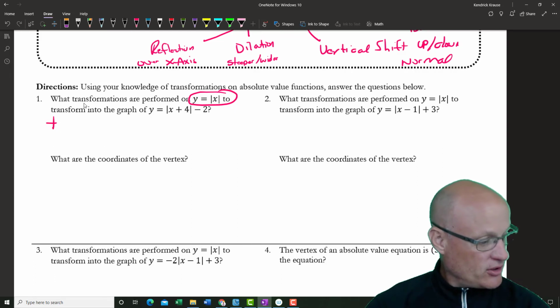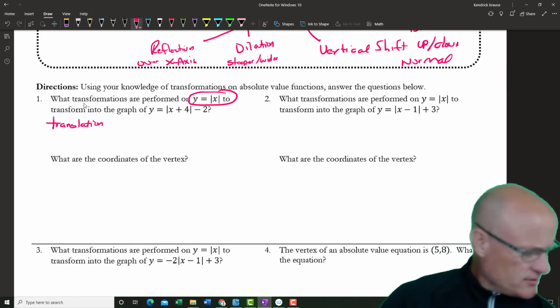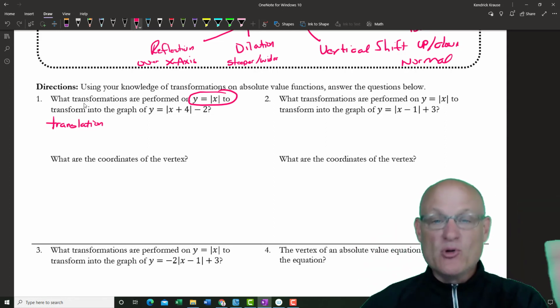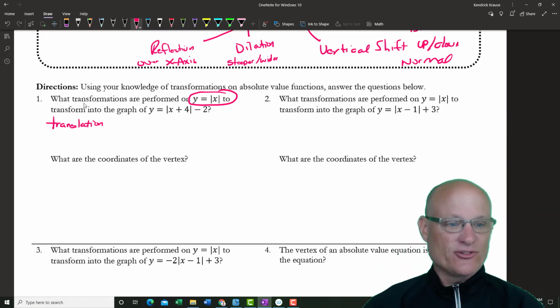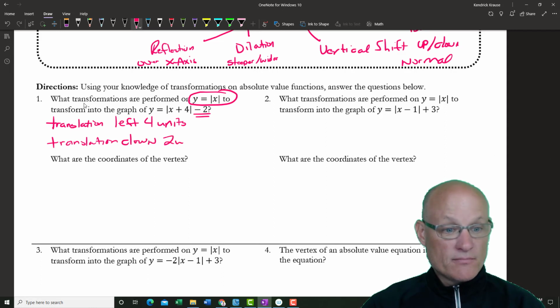I should have used these words a long time ago. That's a translation. Did I use those words in my... Yeah, I should have used those words instead of just simple words. I should have told you translation, because anytime you have a movement, the word in geometry is translation. So this is a translation left 4 units. But we also have a -2 on the outside, so that is a translation down 2 units.